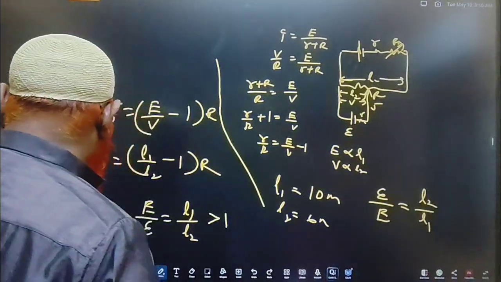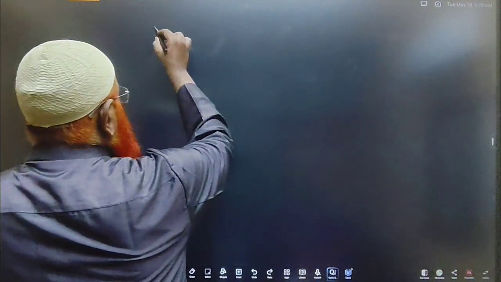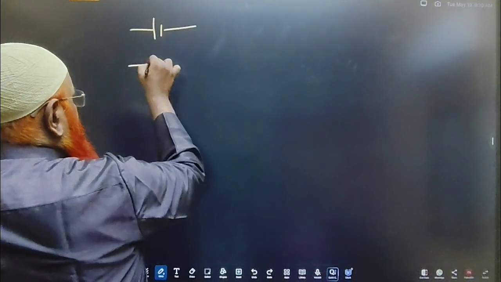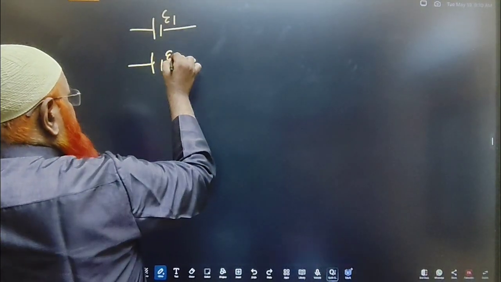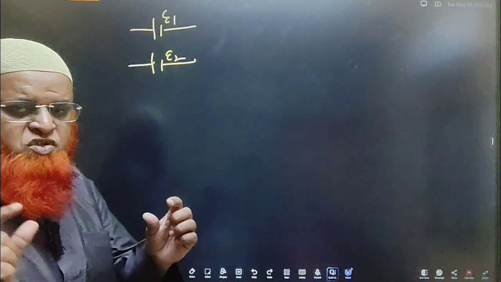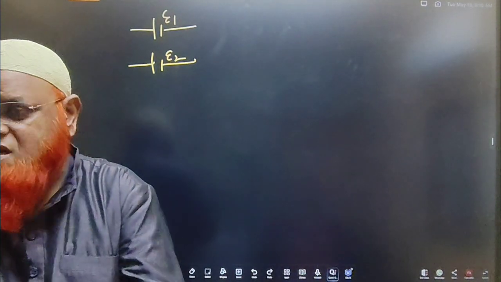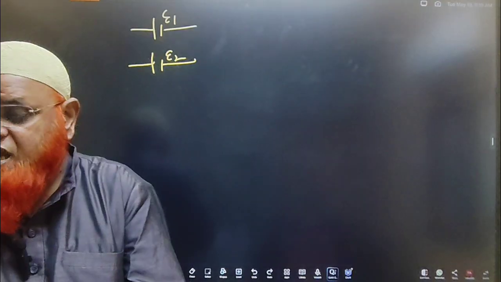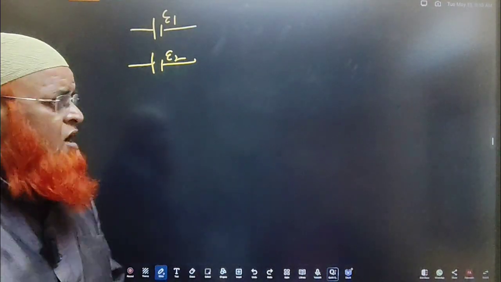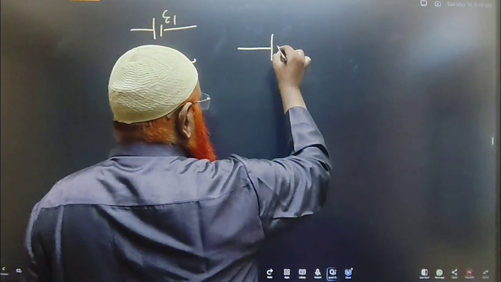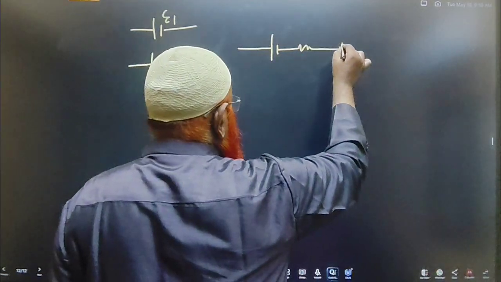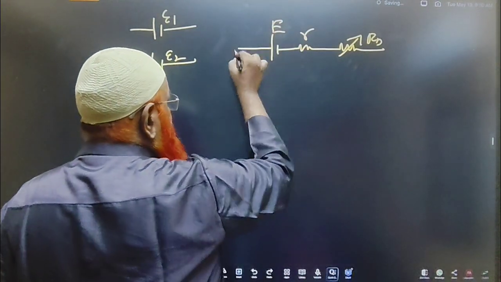Okay, so what is the next application of this? The next application is I have given one cell E1, and another cell E2. I have given two cells to you and I am asking which is larger, which has the greater EMF. There are no readings on the cells. For that also, what will you do? You will draw a primary circuit so that it becomes habituated for you.